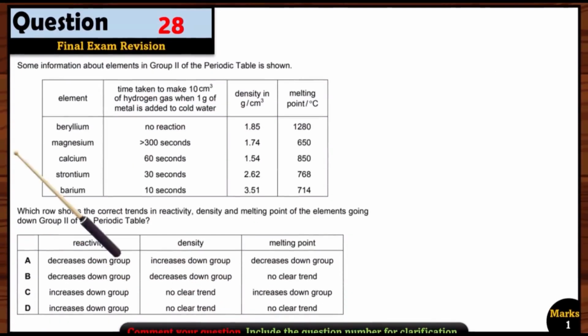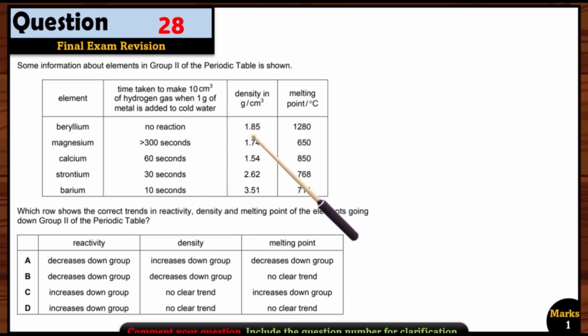Let's see question 28. Some information about elements in group 2 of the periodic table is shown over here. Which row shows the correct trends in reactivity, density, and melting point of the elements going down group 2 of the periodic table? Okay, let's see the reactivity. If you see that the time taken for the reaction is greater than 300 seconds and then 60, 30, it means the reactivity is increasing down the group, right? So it increases down the group. C and D option can be right. Why does it increase? Because it is taking less time for the reaction to take place, right?